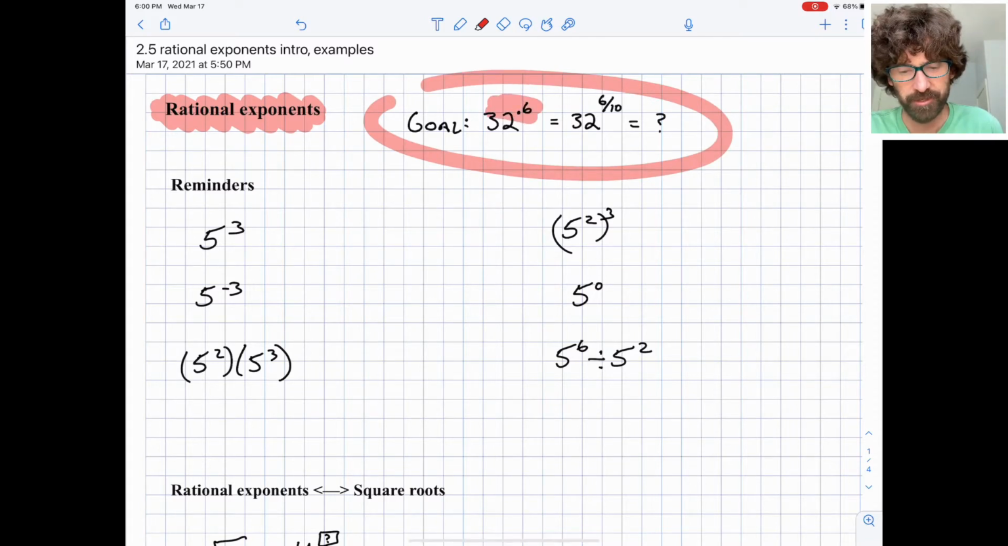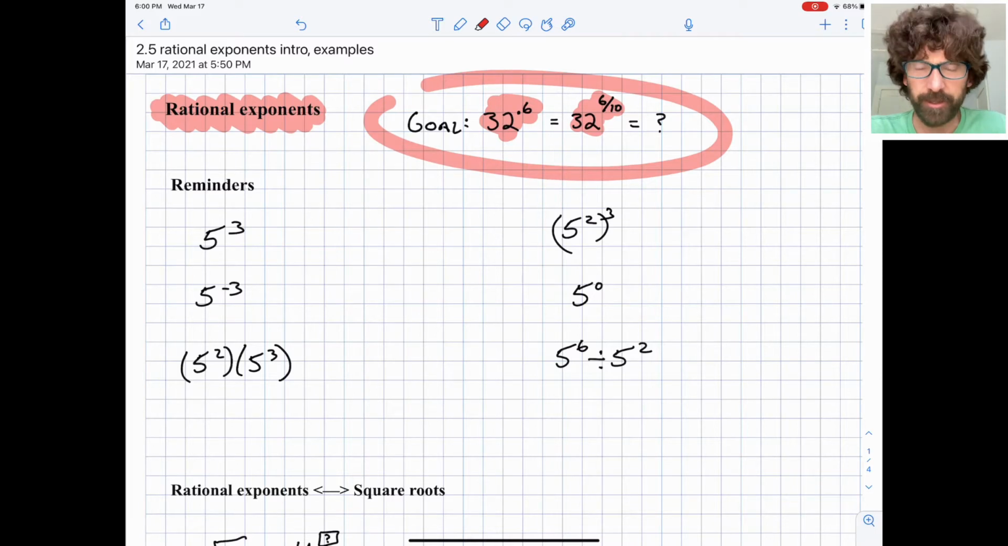What's 32 to the 0.6 power? Or equivalently, 0.6 is the same as 6/10, right? What's 32 to the 6/10 power? What might that be? And I want to acknowledge that that feels really counterintuitive.